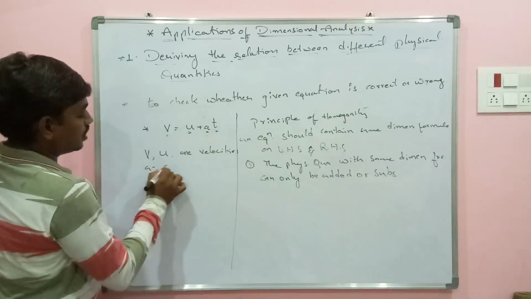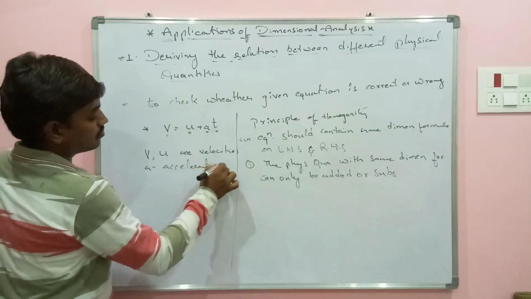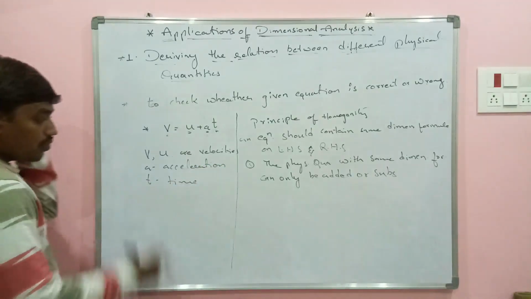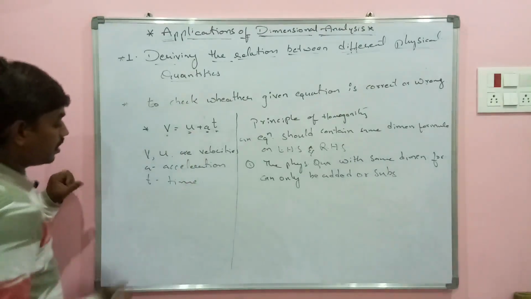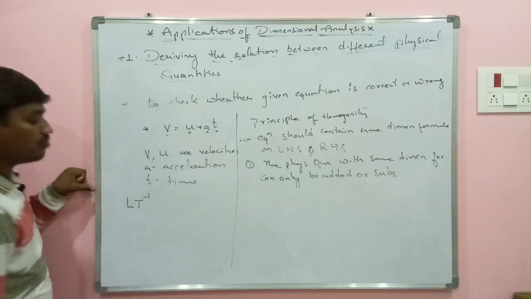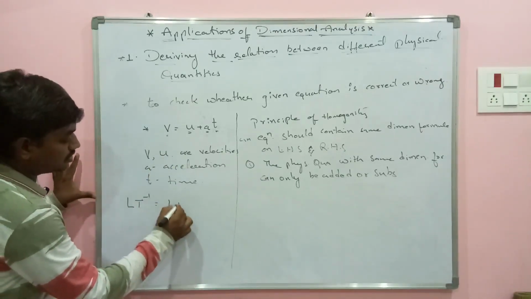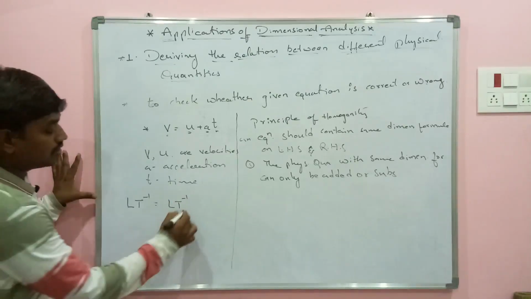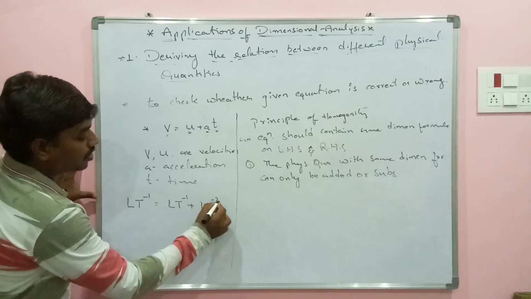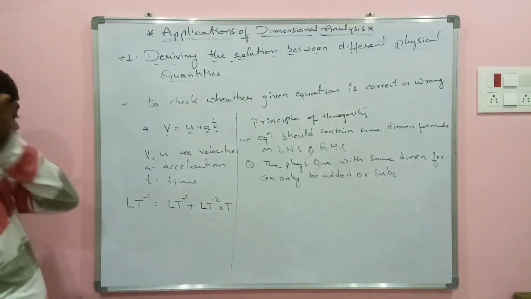A is acceleration, T is time. So knowing the dimensional formula, if I apply it on the LHS, I will be getting the dimensional formula L to the power of minus 1. On the RHS, it is also velocity, L T to the power of minus 1, plus A for acceleration, L T to the power of minus 2, into capital T.